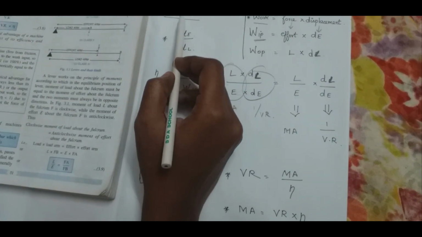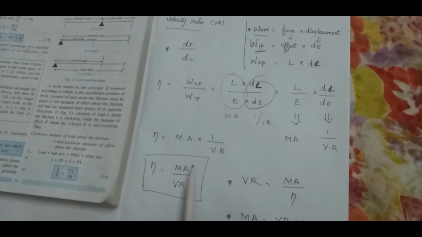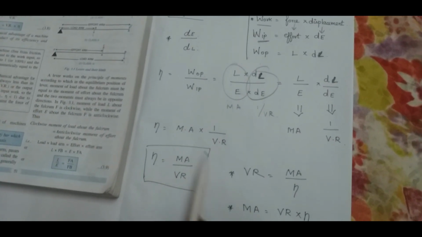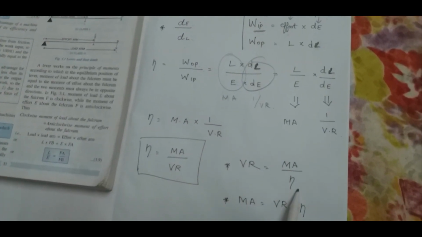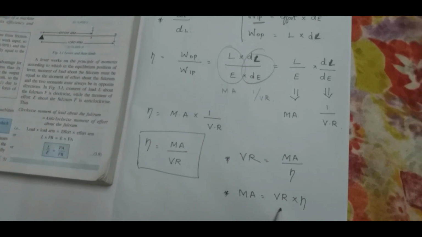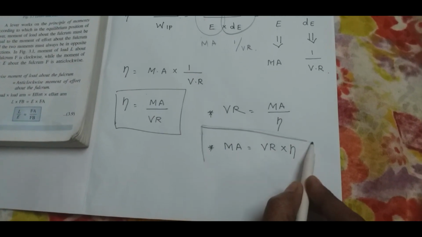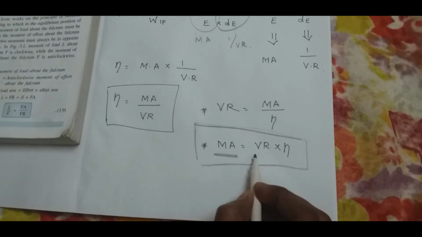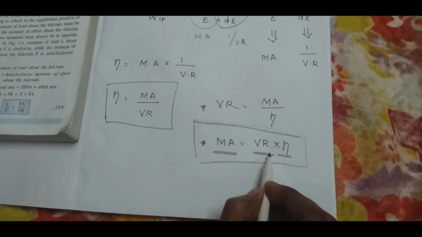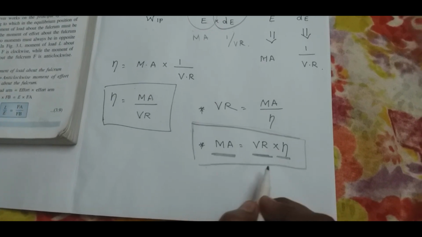The earlier formula on which we started is efficiency is work output by work input, and now we are landing with efficiency is equal to mechanical advantage by velocity ratio. This I can write in any way. I can cross multiply and write velocity ratio is equal to mechanical advantage by efficiency, or mechanical advantage is equal to velocity ratio into efficiency. As a conclusion, the mechanical advantage of a machine is equal to the product of efficiency and velocity ratio, and I would call this the relation between mechanical advantage, velocity ratio and efficiency.